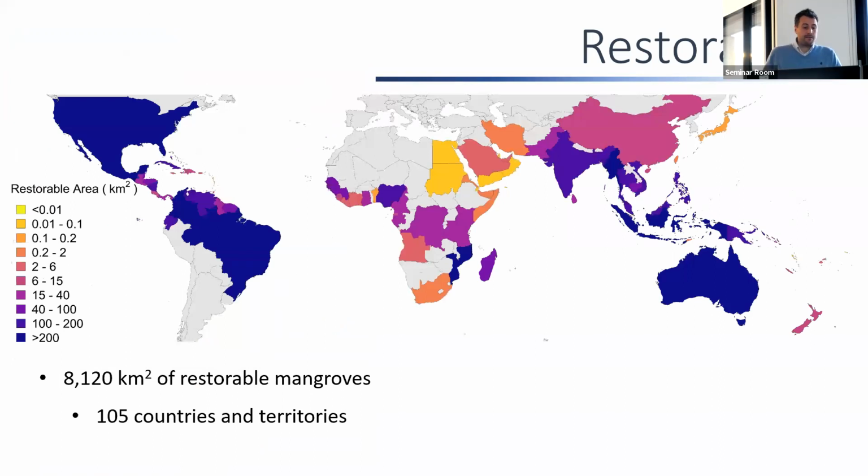So overall, we found that there's roughly 8,000 square kilometers of restorable mangroves. And as I said, this is being updated, so that number will change over the next couple of months across 105 countries and territories. And this will also change because there's a new base layer from Global Mangrove Watch, which has mapped a few of the countries that were missing originally, such as Togo and Peru.